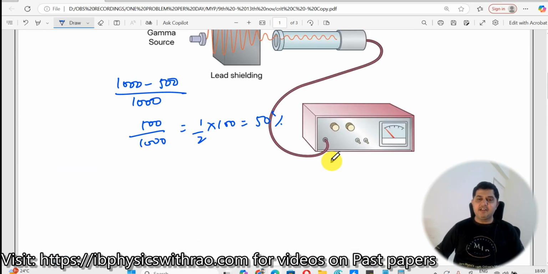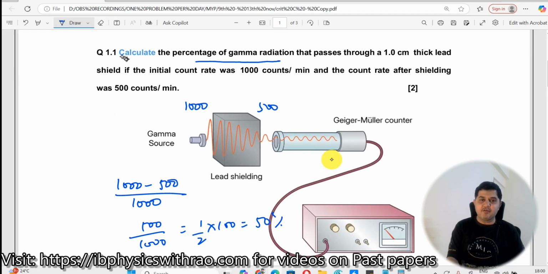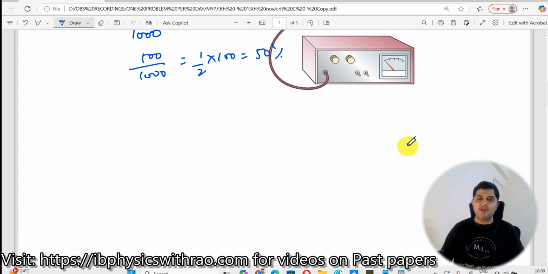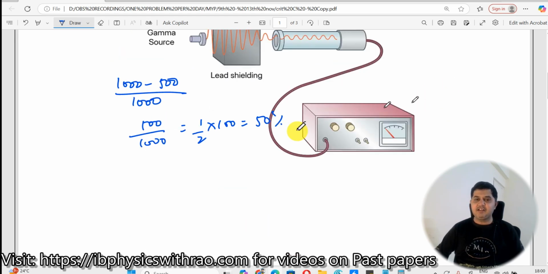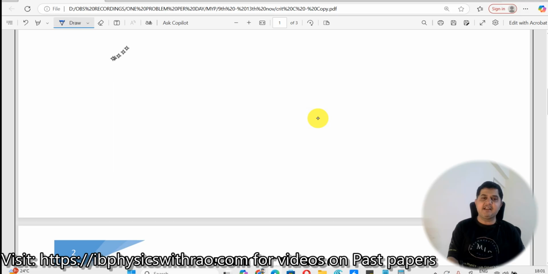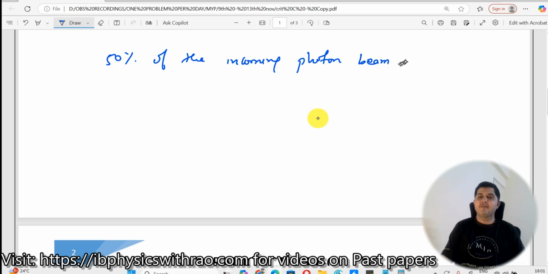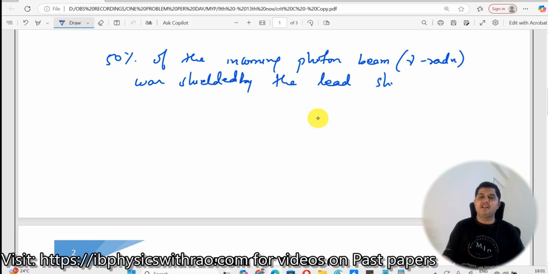Here we need to write this, because you say calculate. Calculate has been given, so you need to write one line, because what's the mark here? 2 marks over here. Only so much is not sufficient. You need to write 50% of the incoming photon beam, gamma radiation, was shielded by the lead shield. That's what you have to mention.